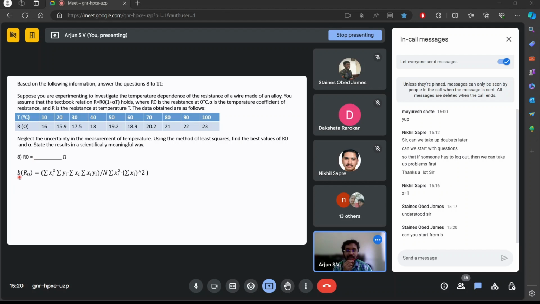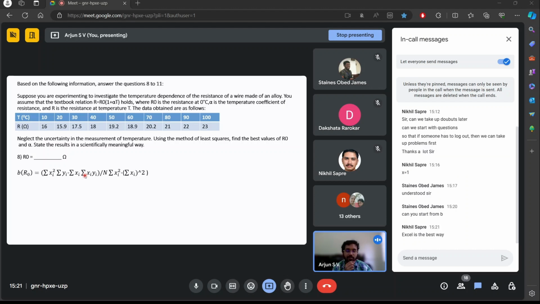In the lectures we saw how we derived and arrived at this formula for b. For b you will have sigma xi square into sigma yi minus sigma xi into sigma xi yi, divided by n sigma xi square minus sigma xi the whole square. I think you'll all be having a scientific calculator, else you'll be using your laptop or phone. Using a simple scientific calculator you can calculate all these values. My suggestion is that it will be better to tabulate all these values and write them one by one in order to solve this question.